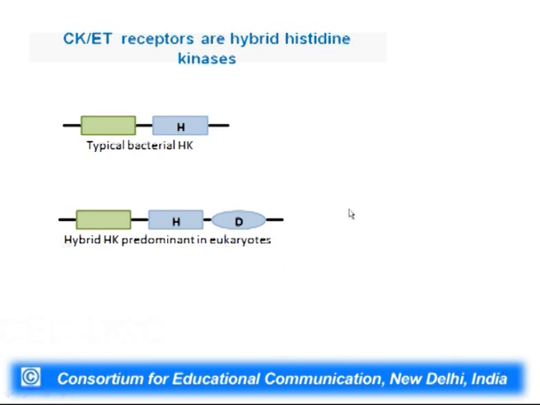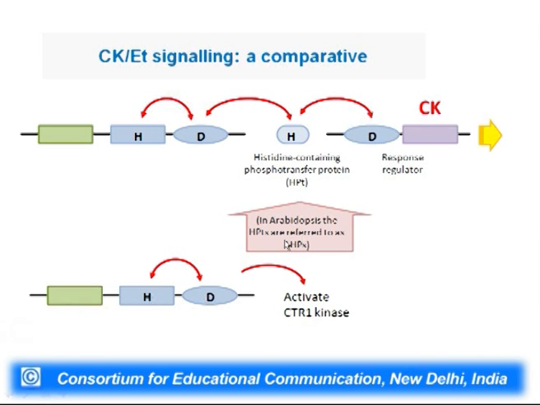Now, I will also tell you in brief the differences. In plants what you have is called a hybrid kinase. In bacteria you have seen the typical bacterial histidine kinase; there is the histidine kinase, and then an aspartate kinase. In plants you have a hybrid kinase, where you have histidine and aspartate containing domains in the same protein. So, they are called hybrid kinases.